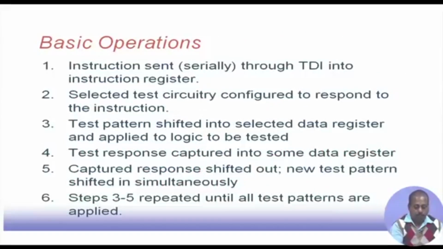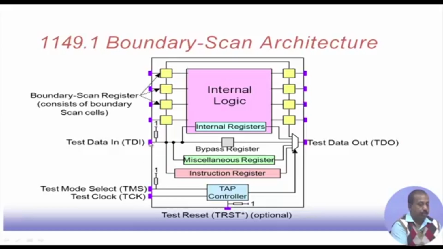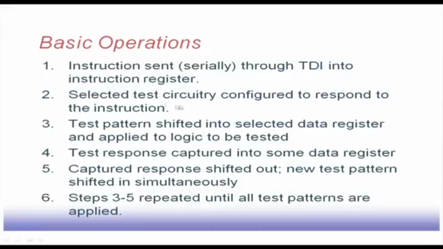Now, how does this whole thing operate? First, the instruction is sent serially through the TDI, the test data input line, to the instruction register, and the selected test circuitry is configured to respond to the instruction. So first this instruction comes from the TDI and reaches the instruction register. Once it is there, it will configure the rest of the components to respond to the instruction.